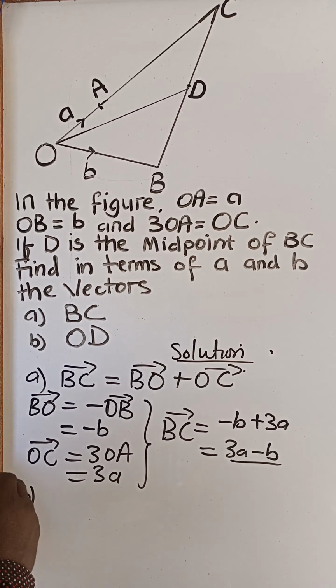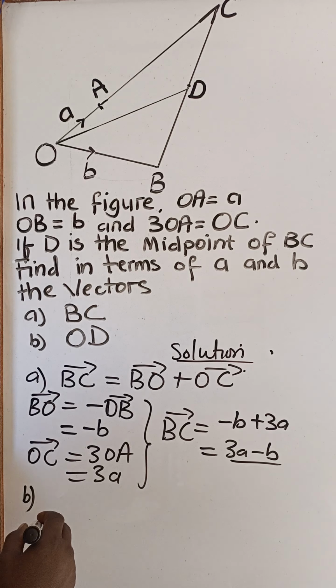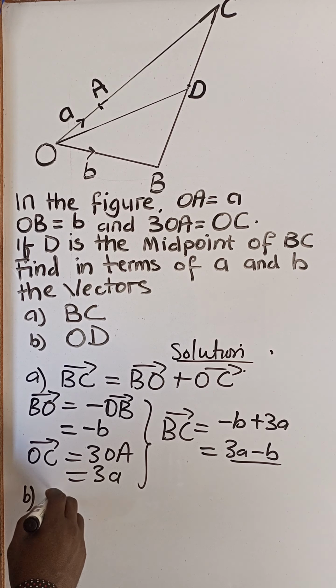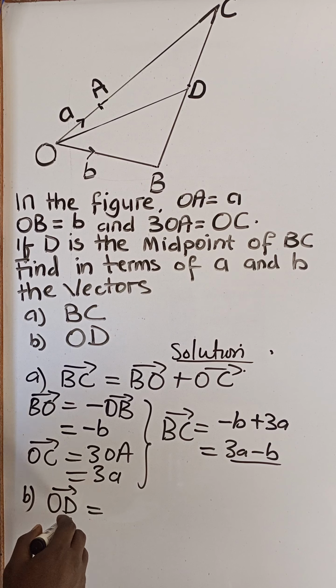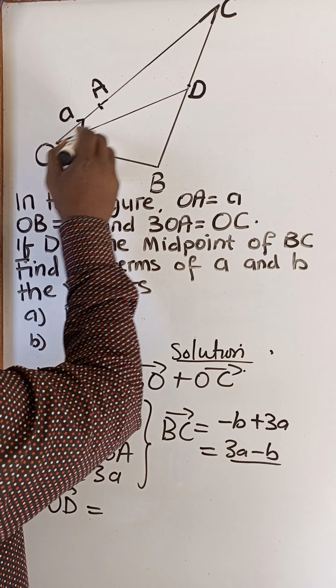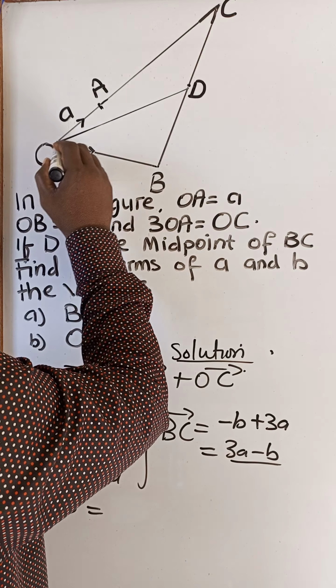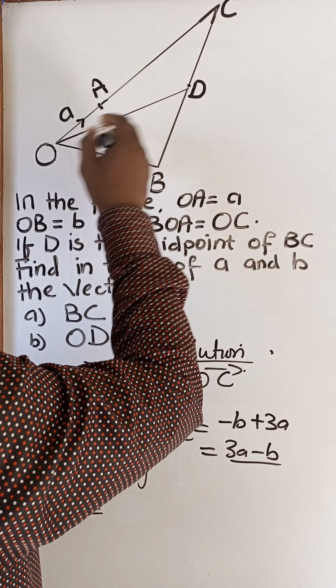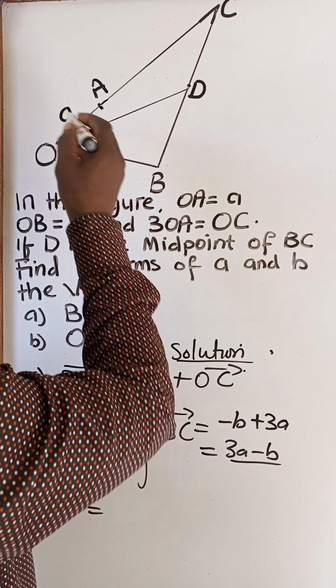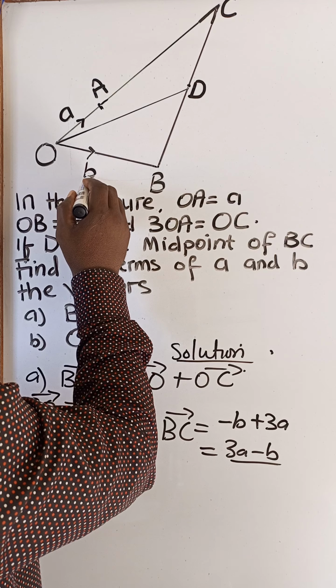Now, that does it for A. The second part, B, we are asked to find, in terms of small a and small b, the vector OD. In the same light of reasoning, OD means we are at the point O and want to get to the point D. We don't have the vectors a and b along that path, but we are told we must use small a and small b.